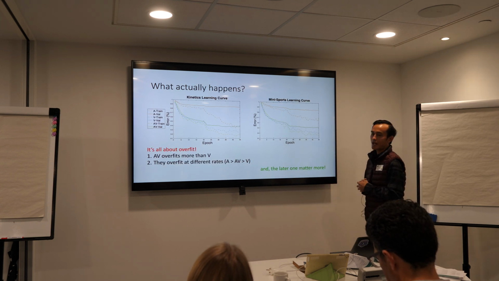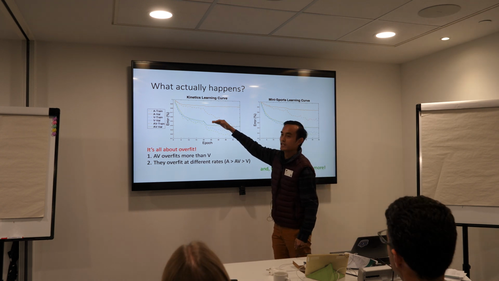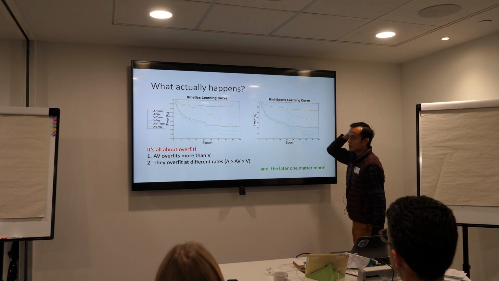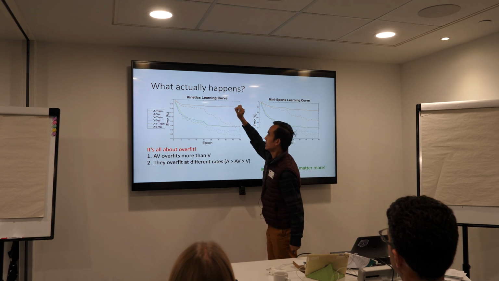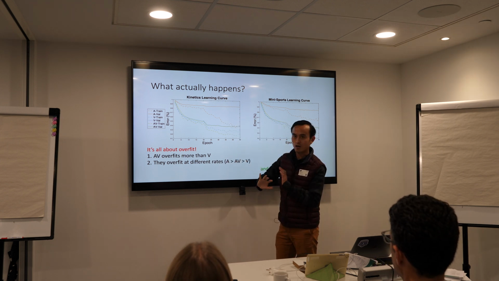And here is what actually happened. On the left side is the training and validation curve of Kinetics, and this is on Mini-Sports. We have AV and this is V. If we look carefully, it's all about overfitting.